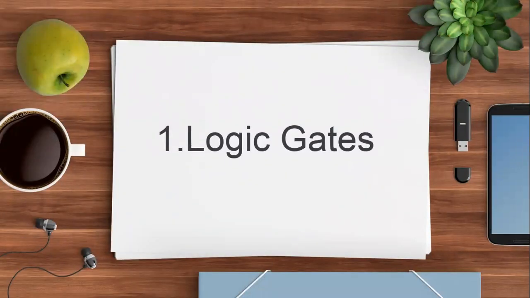Logic gates. Logic gates are actually the implementation of the logic operations. And what are the logic operations? A logic gate is a switching circuit, that is a digital circuit, right? And the operations on which logic gates depend are called logic operations.